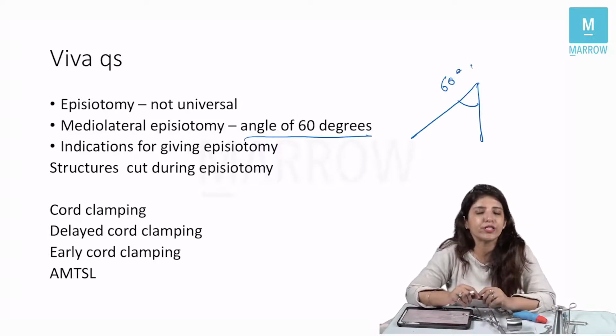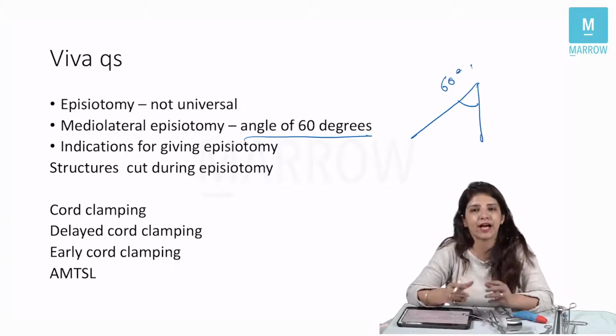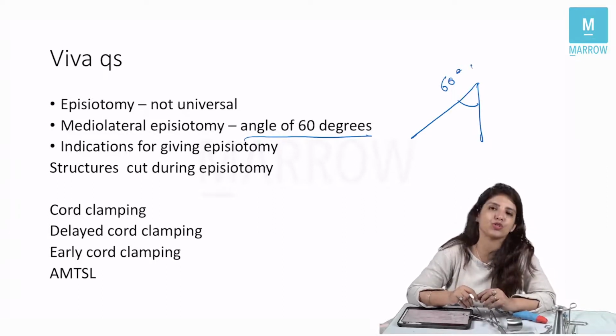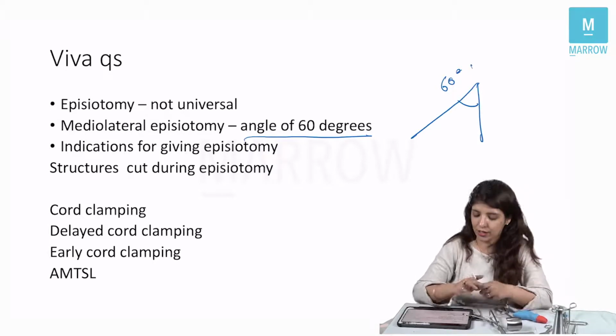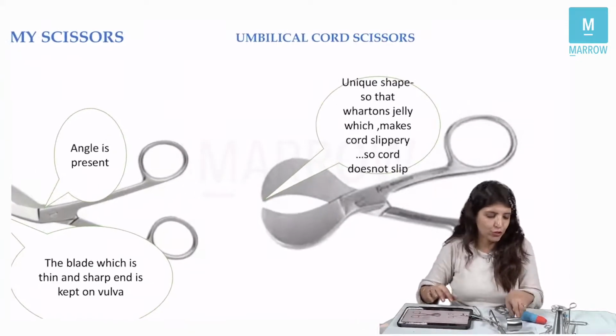Now, for the answer to this question, I want all of you to watch the AIIMS Recall June 2020 session, which has been uploaded on Marrow channel, and the entire discussion I have done there. What are the structures which are cut during episiotomy? Then a very important question could be related to the next scissor which I am going to show you.